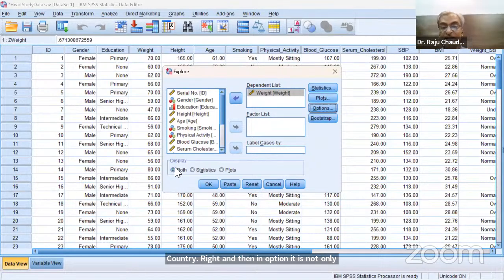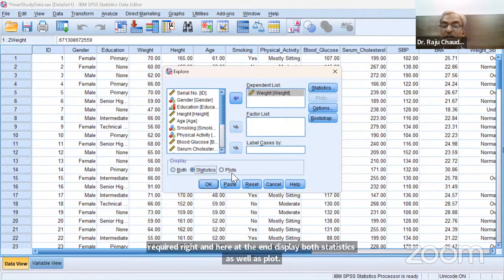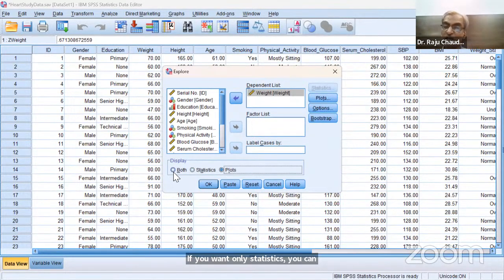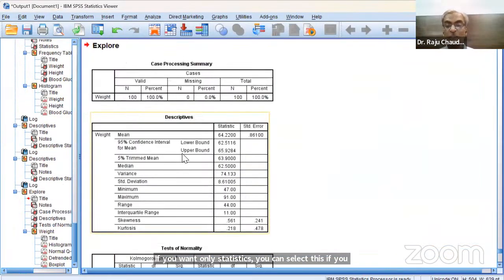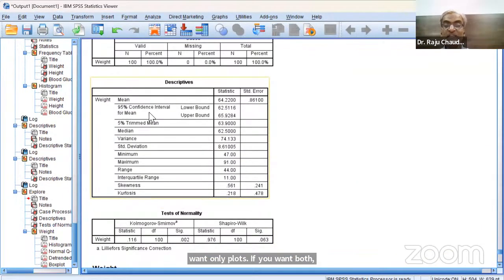And here at the end, display both statistics as well as plot. If you want only statistics, you can select this. If you want only plots, or if you want both, okay, click OK and see what we have.